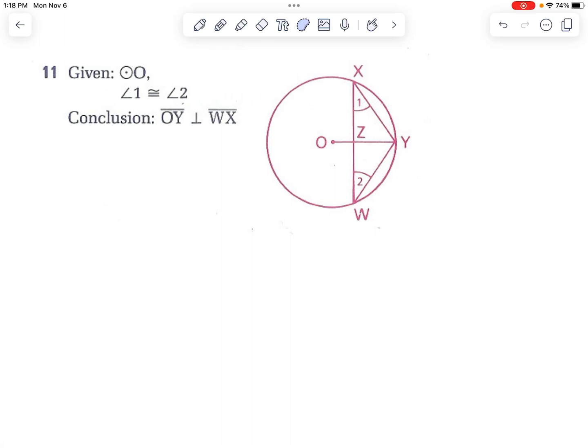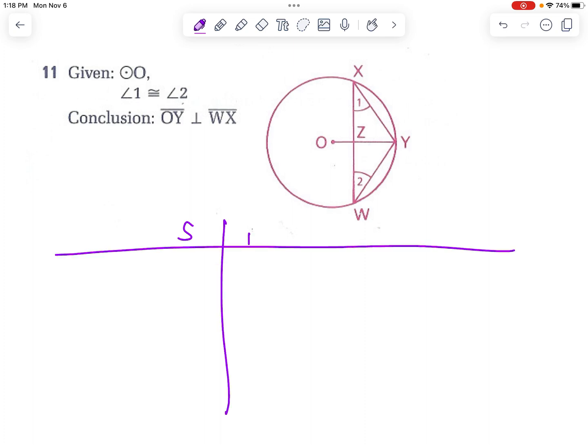Okay, to do a problem like number 11, the first thing I would notice is that we have a circle. And so circles, we always have radii. So I'm keeping that in the back of my head. We have circle O, and that's given. I also notice that angle 1 is congruent to angle 2, and that's also given.